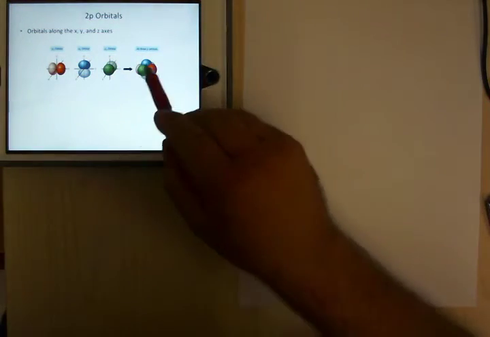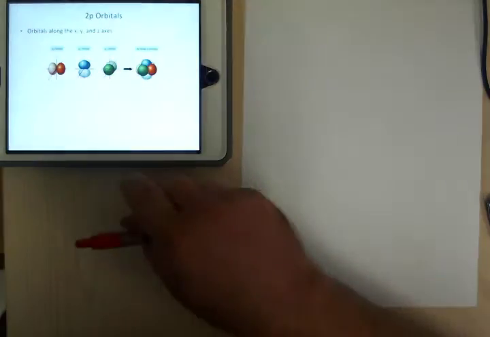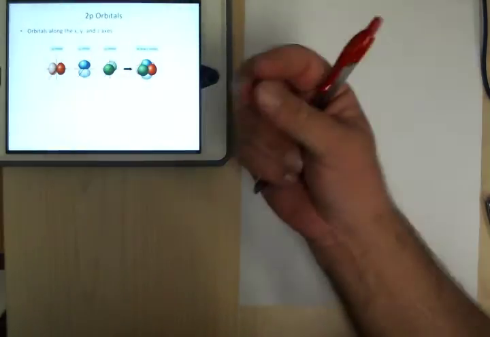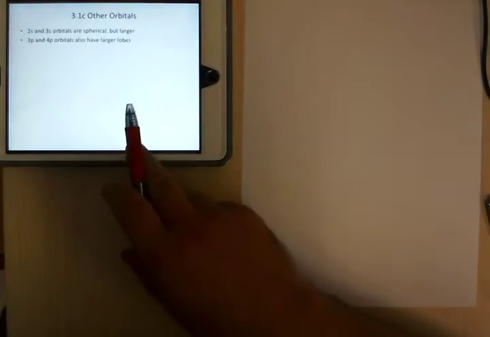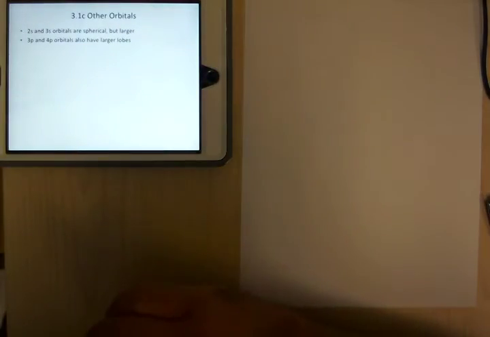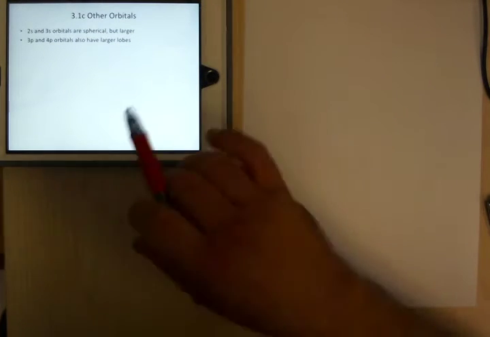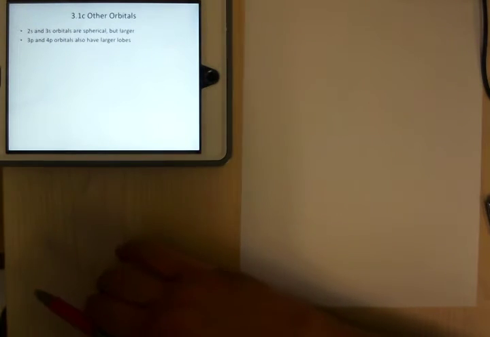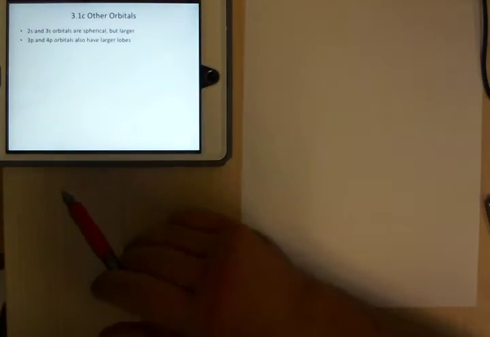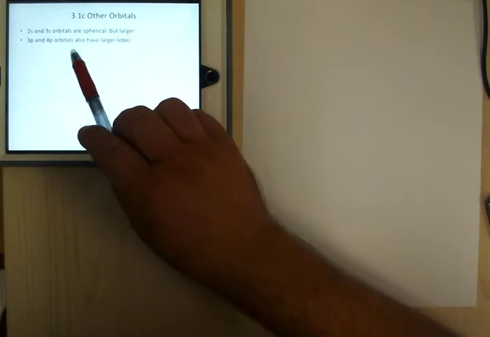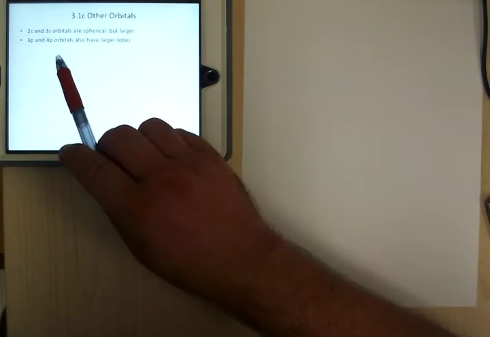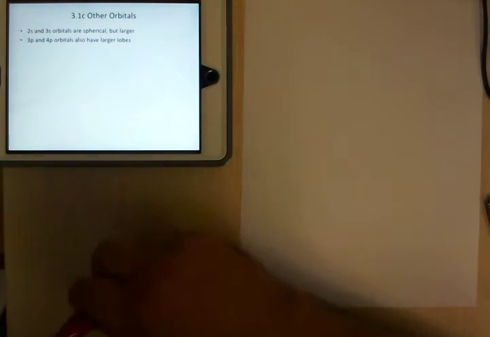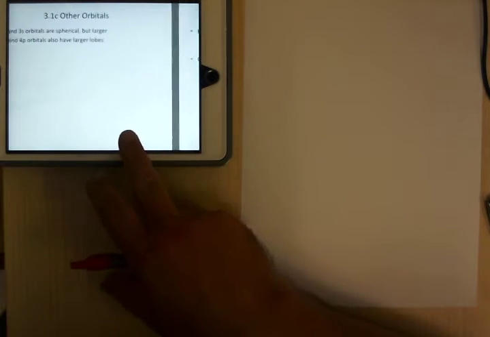It almost looks like a bunch of grapes, or balloons, all taped together by their stems. The rest of the s's and the rest of the p's all look like that. They're just larger, because they have to accommodate those lower number orbitals. So the 2s and 3s are spherical, just larger. The 3p and 4p have nodes, or lobes, but they're just larger. But you can think of it like that.